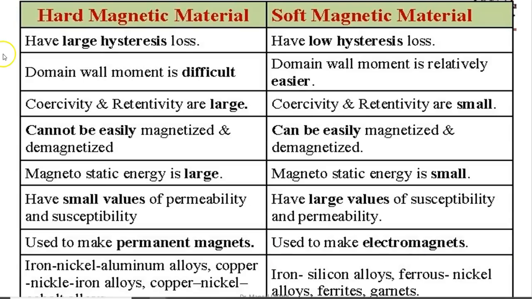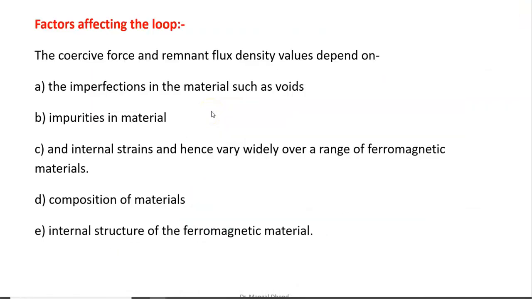Okay. So what are hard magnetic materials and soft magnetic materials? Now you will understand. Hard magnetic material will have a large hysteresis loop. I have just shown you the rectangular, very large one, but soft material will have low hysteresis loss. Domain wall movement is difficult in hard material because it is hard to magnetize and demagnetize. So domain walls will go on changing, meaning dipole moment orientation will change. In soft material, domain wall movement is relatively easier. Coercivity and retentivity are large in hard material. I will show you on the hysteresis loop.